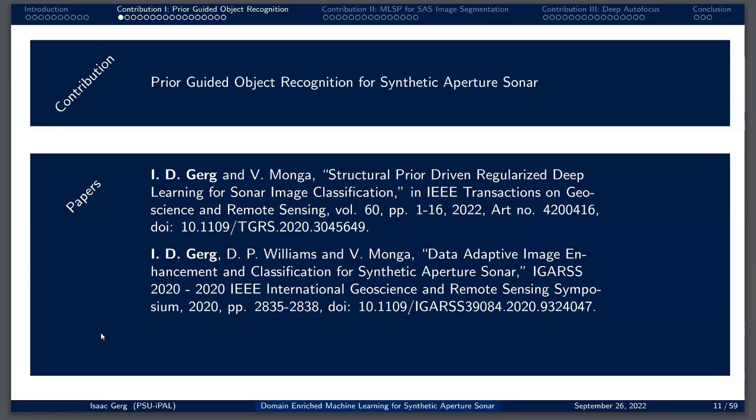For the first contribution, we're calling this the prior guided object recognition for synthetic aperture sonar. This resulted in 2 peer-reviewed papers. The first appeared in Transactions on Geoscience and Remote Sensing. The second was a peer-reviewed conference paper that appeared in the International Geoscience and Remote Sensing Symposium.